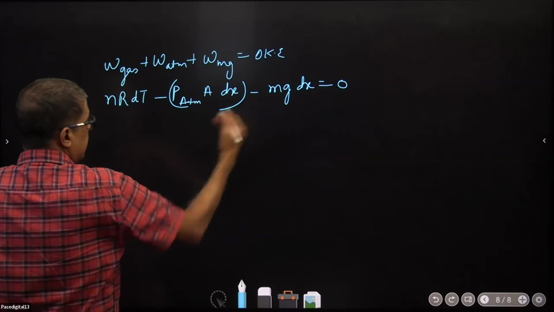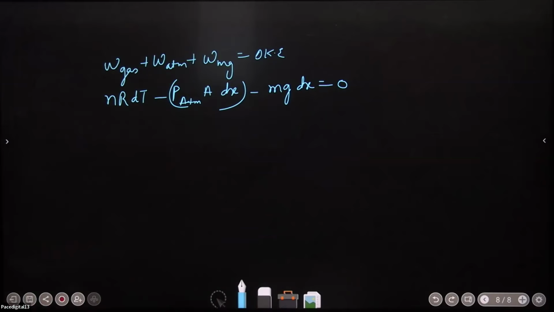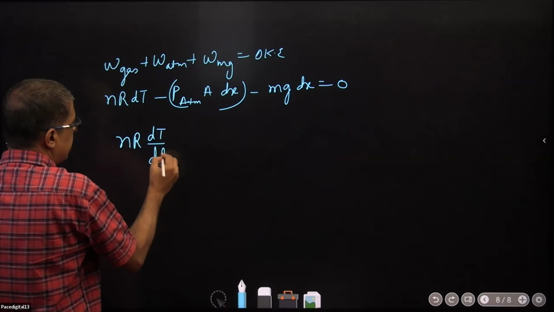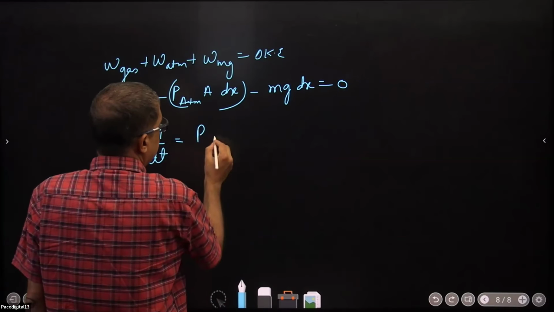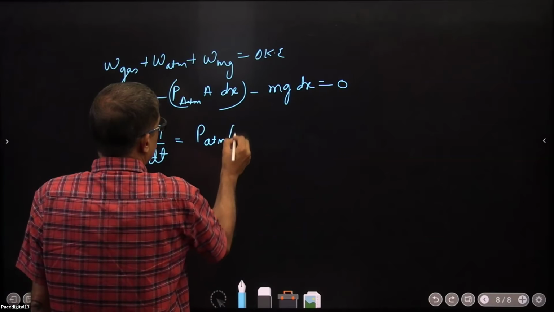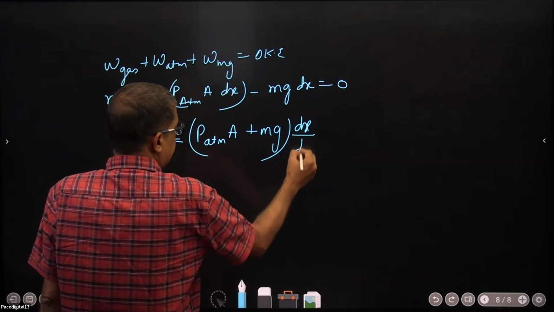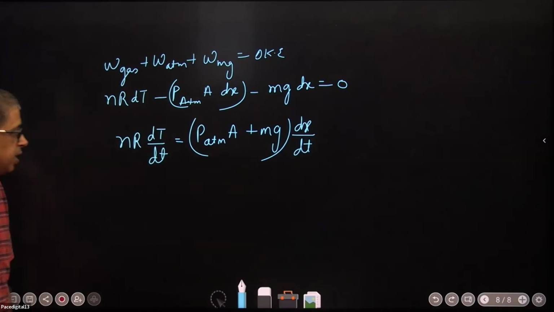I'll take these both to the right and divide all throughout by dt. dx by dt will be velocity. nR dT by dt is something which I know, equals P atmosphere into A plus mg into dx by dt. You are asking me dx by dt. You already know this particular value. It should not be difficult. It turns out to be 2 centimeters per second.